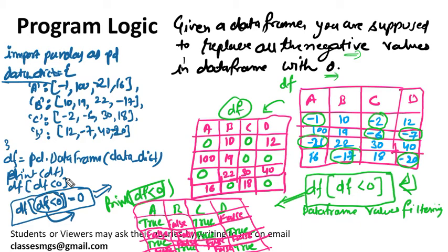It will filter the values that are less than 0, and we are replacing them with 0. And again you print this data frame, and you will get this output. So this is your original data frame. This is the data frame after replacing with 0. Df less than 0 will look like this.